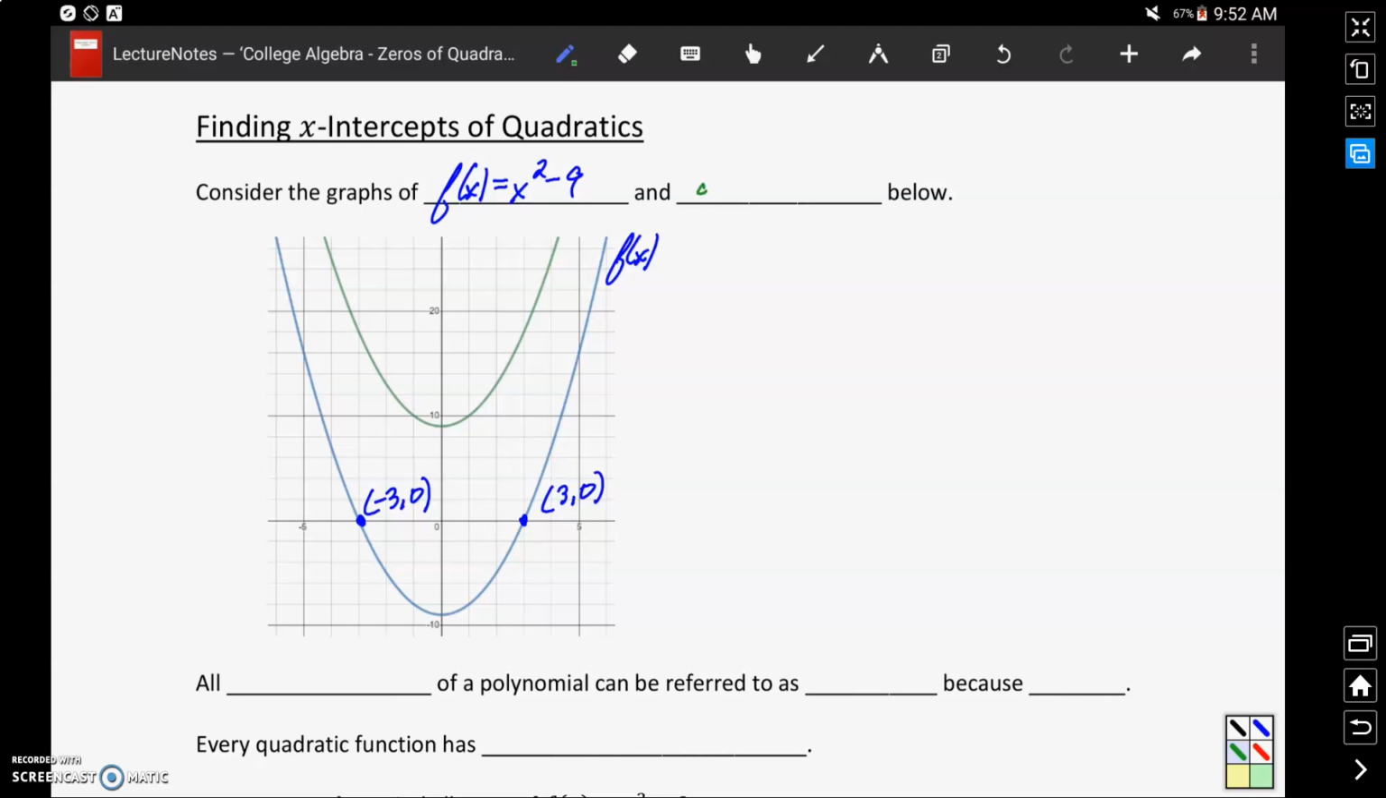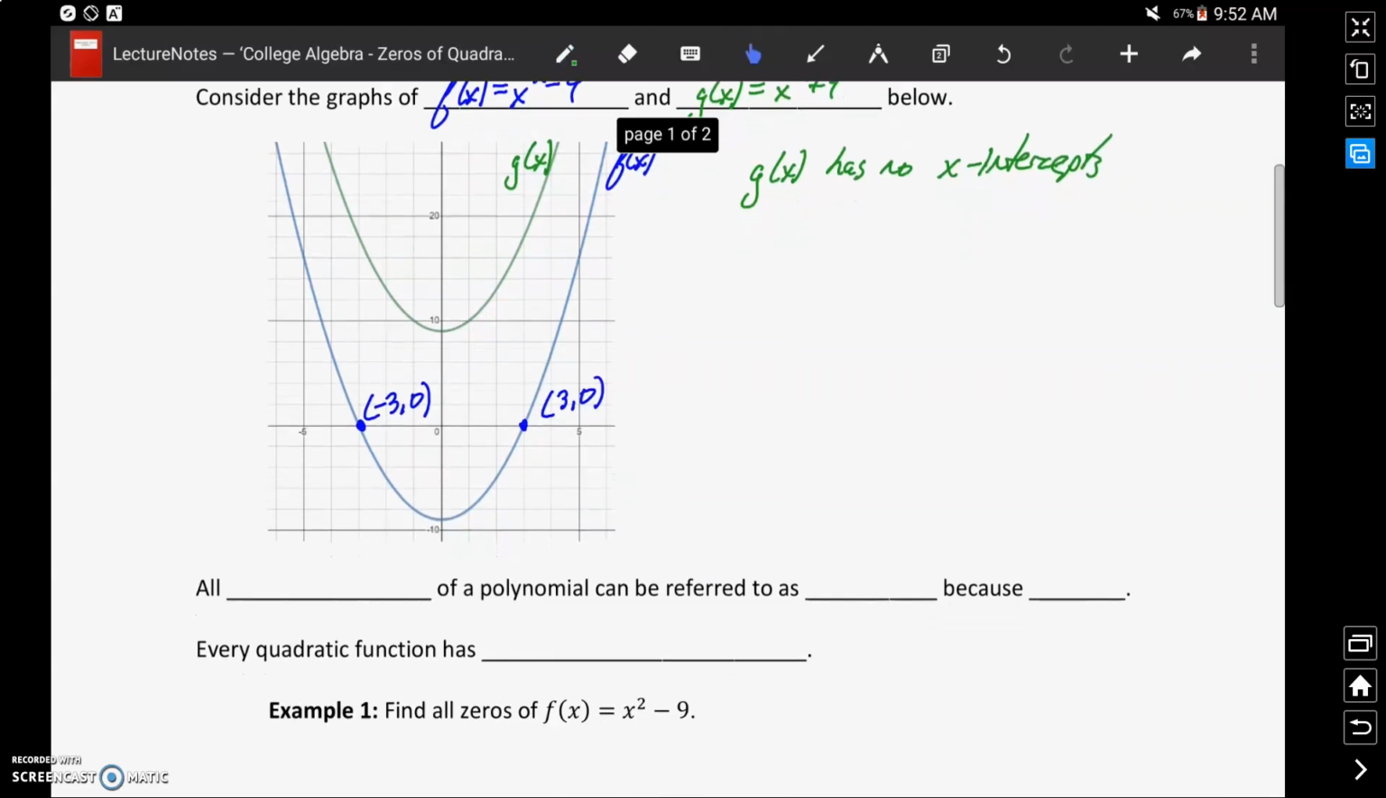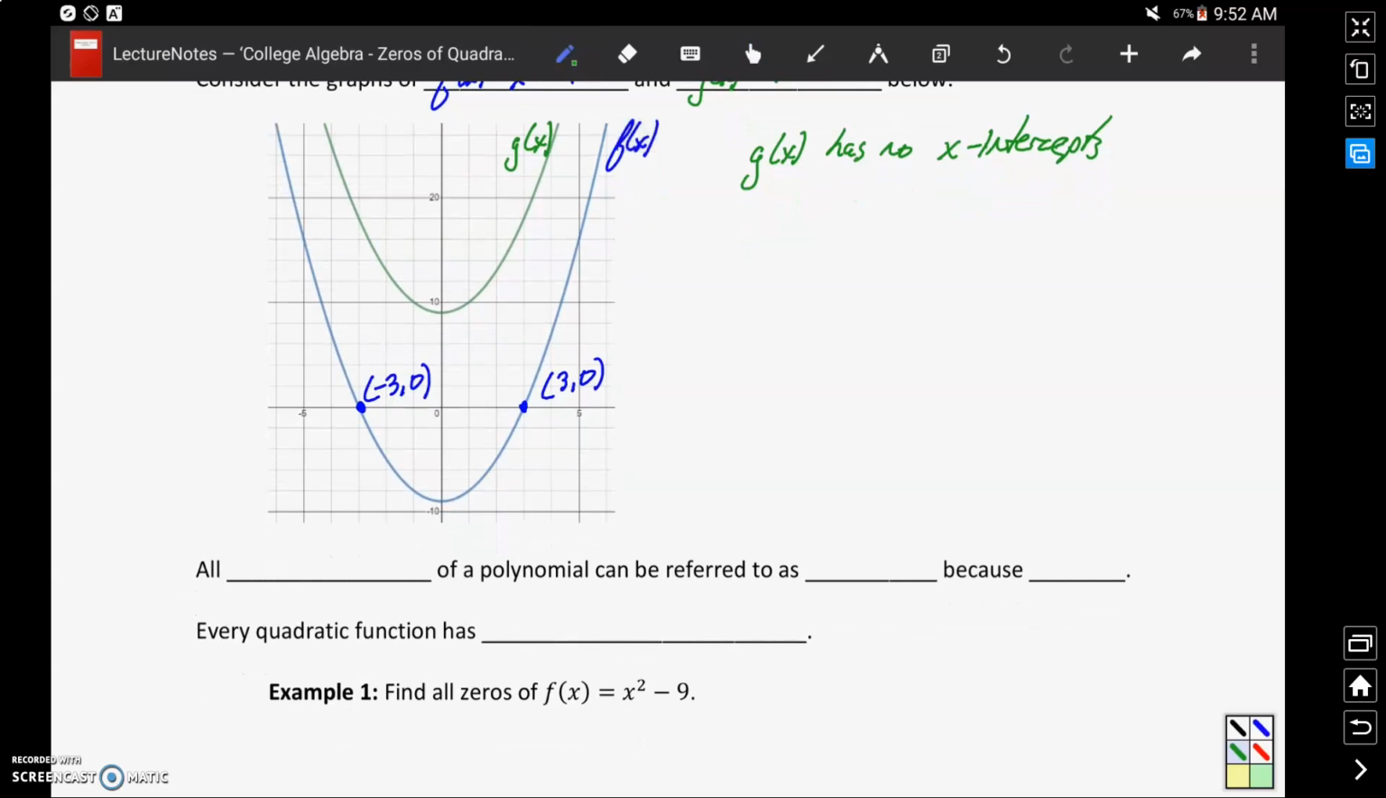If we consider the second function graphed below, which is g of x is equal to x squared plus 9, we can clearly see that g of x has no x-intercepts. So we have that important graphical difference between these two functions.